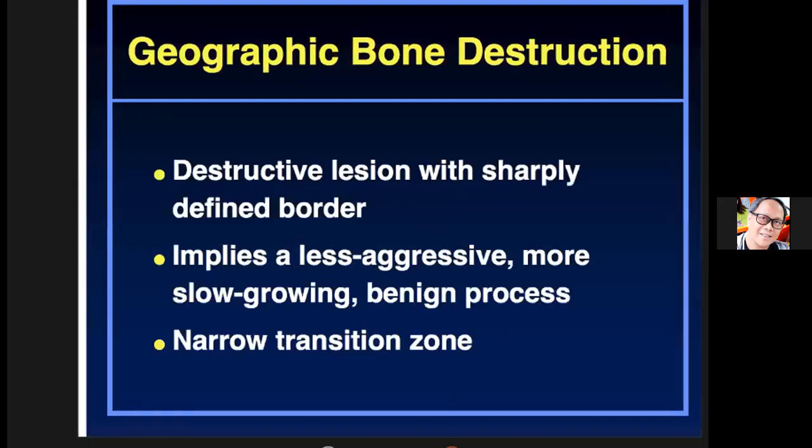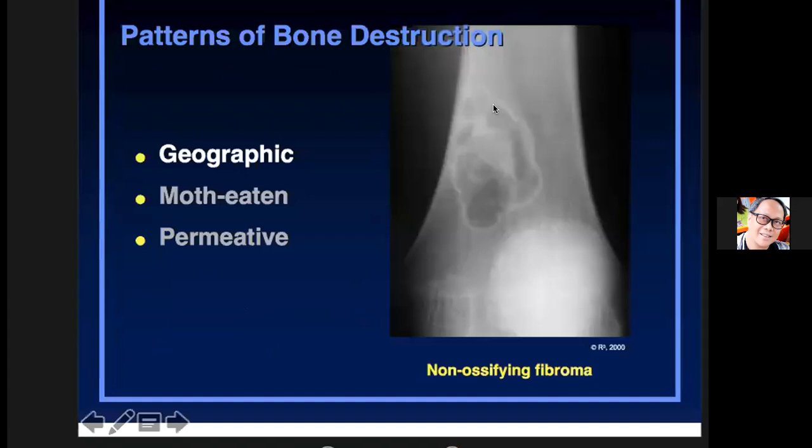So the first pattern is geographic bone destruction. When you say geographic, there's a clear boundary. The word geographic implies that you're able to differentiate one place from another because of the boundary. So the destructive lesions tend to have a sharply defined border, and it implies a less aggressive or more slowly growing, most likely benign process. And of course, the transition zone is narrow. If you look at this lesion, this is a non-ossifying fibroma.